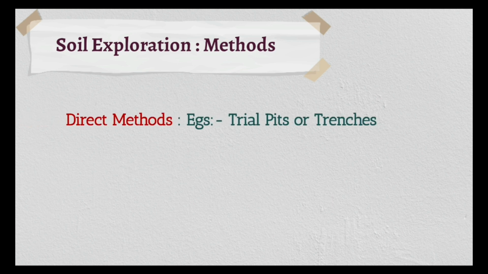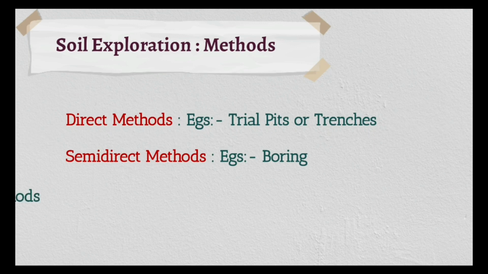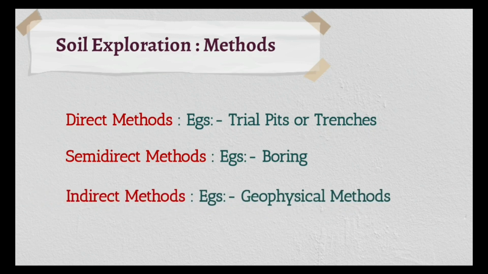The methods of soil exploration are of three types, namely direct method, semi-direct method and indirect method. The examples for direct method are trial pits and trenches. An example for semi-direct method is boring and an example for indirect method is geophysical method. In today's video, we are going to see only about the important and very useful soil exploration method, that is the semi-direct method, and the example is boring.